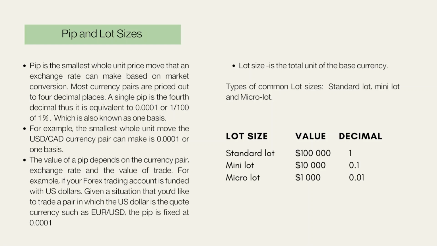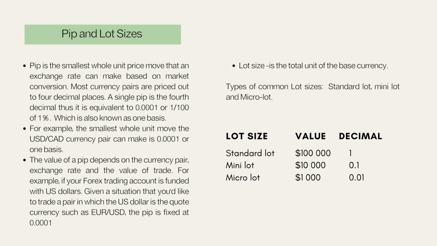Bringing us to our next forex terms, pip and lot sizes. A pip is defined as the smallest whole unit price move that an exchange rate can make based on the forex market convention. Most currency pairs are priced out to 4 decimal places, and a single pip is the last digit, or the 4th decimal place. Thus, a pip is equivalent to 1/100 of 1%. For instance, the smallest whole unit move the US dollar to the Canadian dollar pair can make is 0.0001, or what is known as 1 basis point.